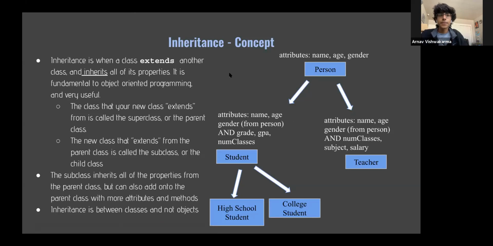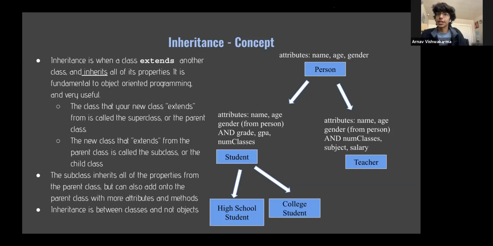The subclass is like a different class from the parent class, and it inherits all of the properties from the parent class, but can also add on to that by having its own unique attributes and methods in addition to the ones inherited from the parent. And one thing to note is that inheritance is actually between the classes and not the objects. So inheritance is something that you see in your code and not the actual objects that you create.